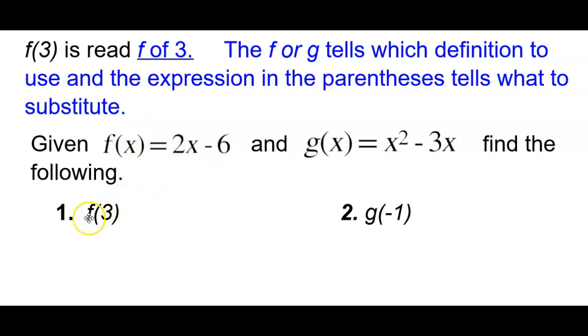So in number 1, I have to use the f function, which is this one. In number 2, I have to use the g function, which is this one. And so it tells me what I'm going to be substituting into and what it looks like. So f of 3, I'm going to use 2x minus 6. All right, let's look at how to write that.